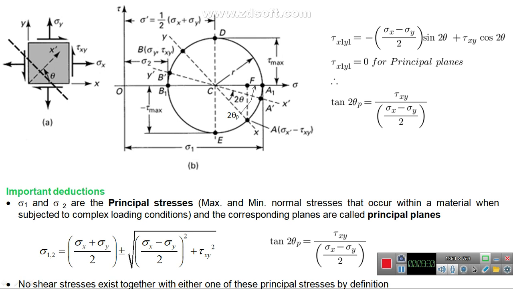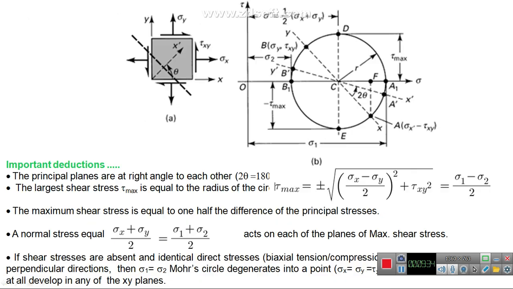The largest shear stress corresponds to points D and E. The numerical value of this is in fact the radius of the circle, that is the root of (sigma x minus sigma y divided by 2) squared plus tau xy squared. The diameter of the Mohr's circle is given by the length A1B1, that is sigma 1 minus sigma 2. Therefore max shear stress is also equal to sigma 1 minus sigma 2 divided by 2.